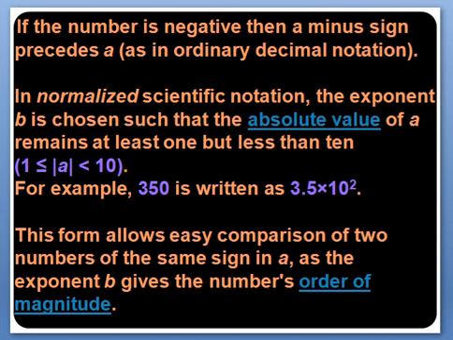How can we represent a given number in its standard form? This is the example, that is, 350 can be written in its standard form as 3.5 into 10 raised to the power of 2. This form allows easy comparison of two numbers of the same sign in a, as the exponent b gives the order of magnitude.